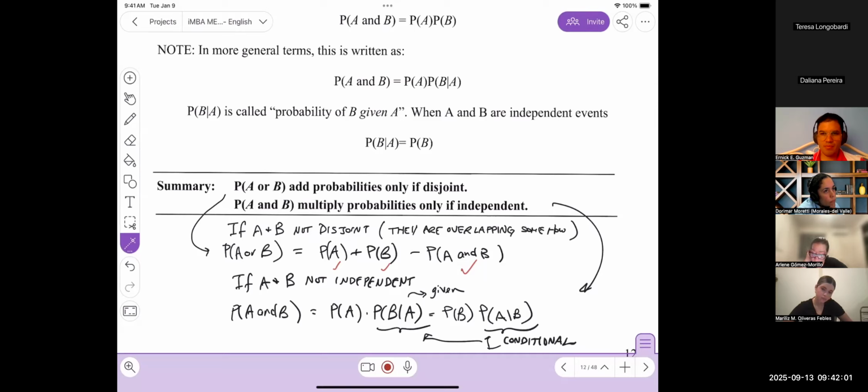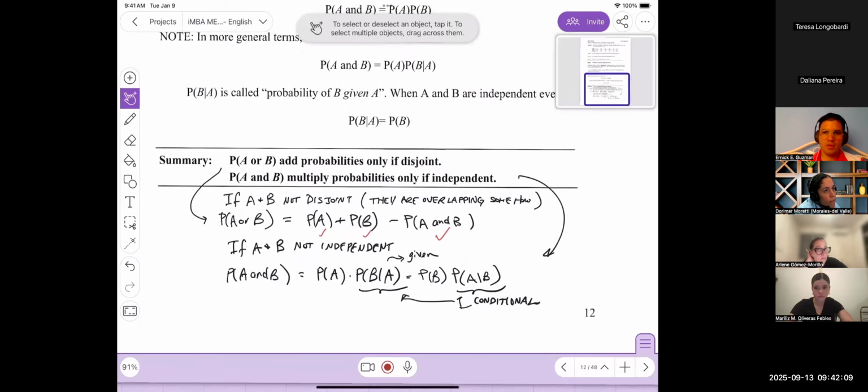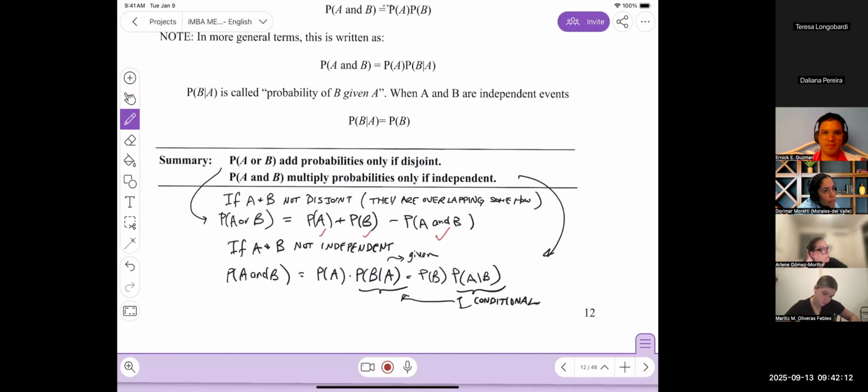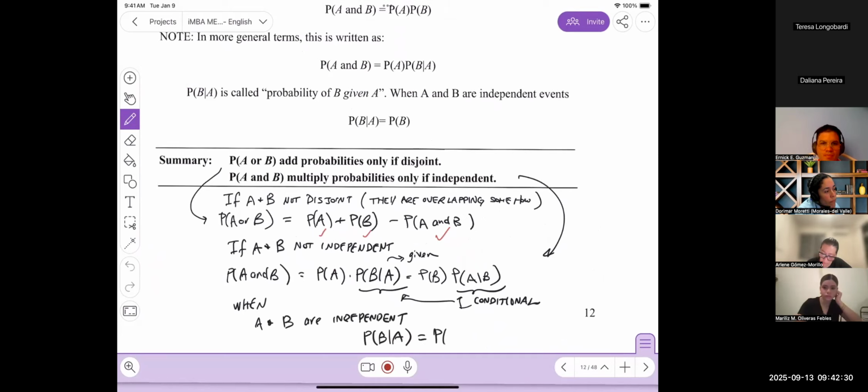You guys are giving me the wrong answers, but I think you're headed in the right direction. Something disappears. All right, so when A and B are independent, probability of B given A is just probability of B. It doesn't matter that A happened. It doesn't change. And Nicole's right. And Claudia's right. You just multiply. Good.